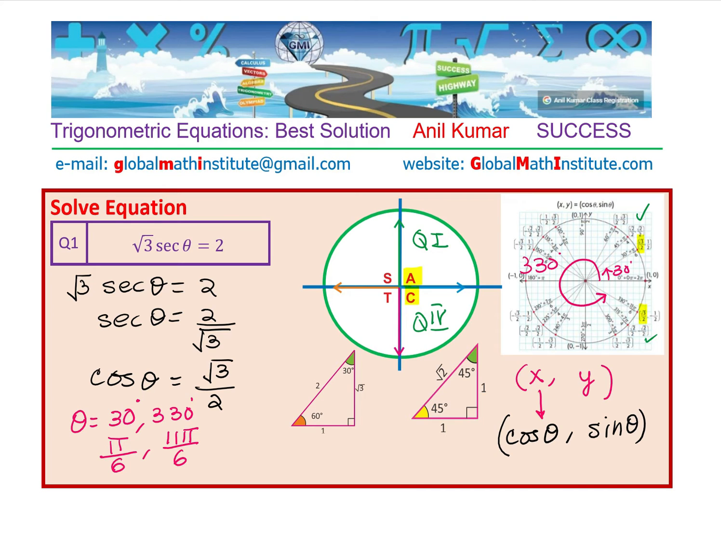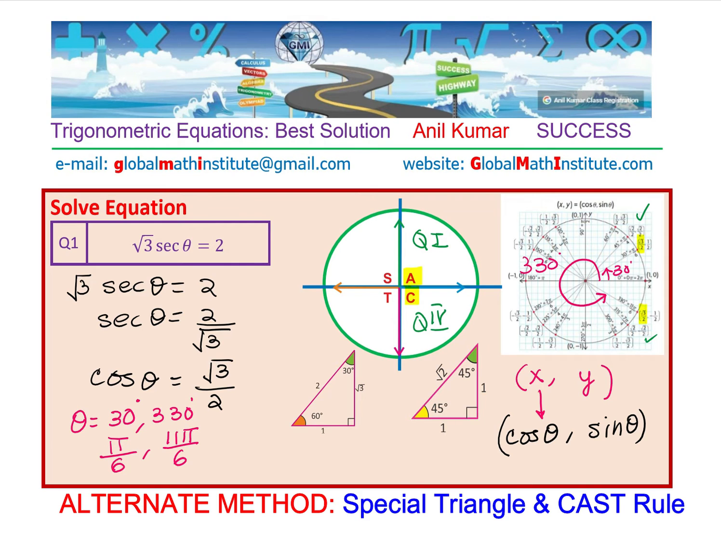So you learn basically how you read the values from the unit circle. But that is not trigonometry, is it? Okay, anyway. But let us see how you should be answering this question some other way, right? Which is special triangles and the CAST rule.